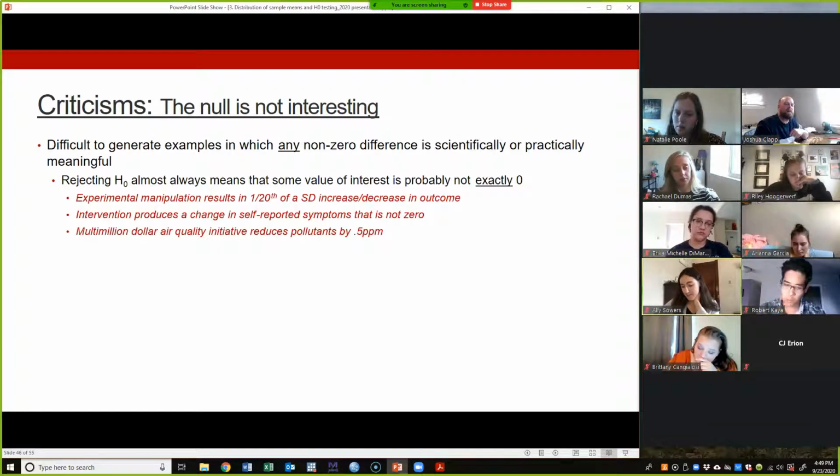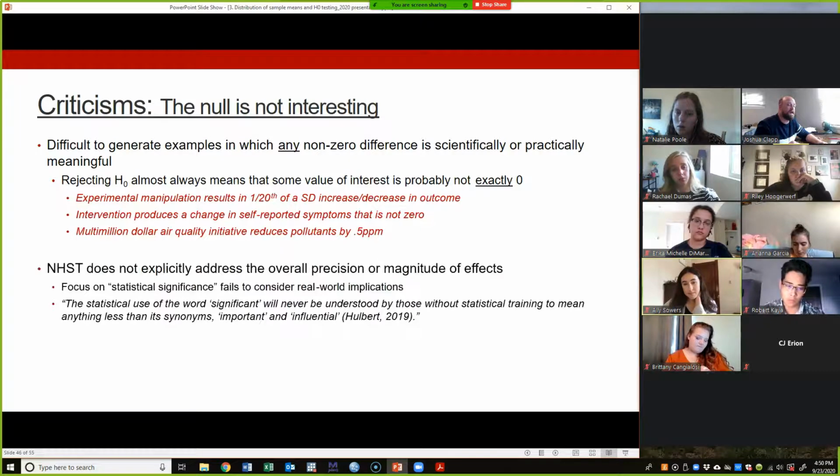I've got a multi-million-dollar air quality initiative that reduces pollutants by 0.5 parts per million, right? I don't know. Seems like not something that's useful or worth spending multi-million dollars on, okay? And so this is the problem, and we talked about this a little bit before.